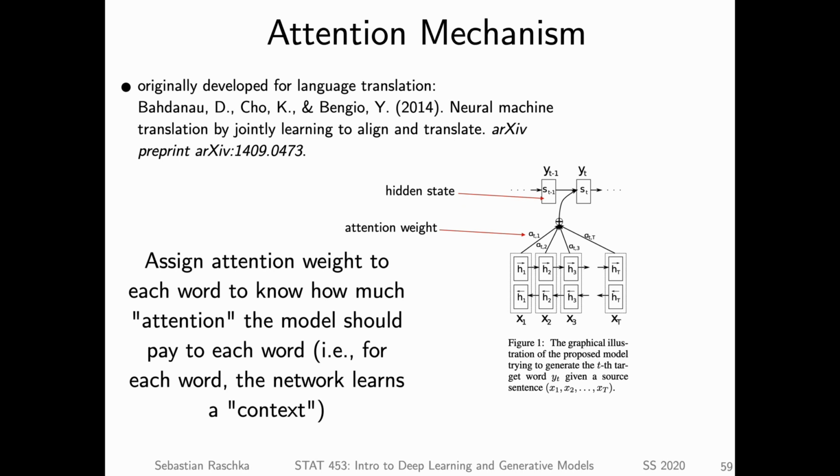Here is another screenshot from the paper that summarizes the attention mechanism quite nicely. So what's going on here? This is the regular, you can think of it as a regular RNN.